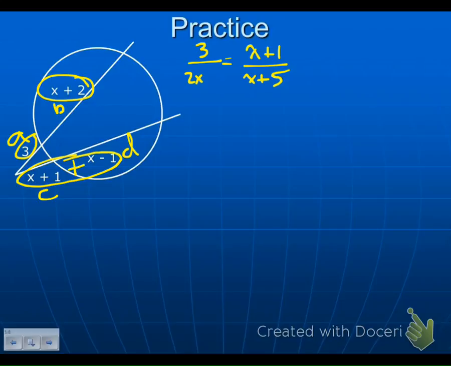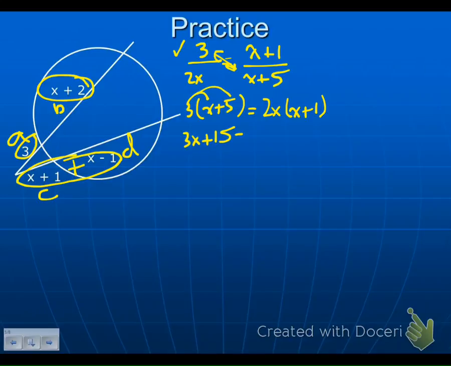All right, so let's cross multiply or use cross products going this way. Right? So the first one I'm going to do is here, so that's 3 times quantity x plus 5. I'm sure some of you can do that in your head automatically. And then 2x times quantity x plus 1. All right, distributive property, here we go. 3x plus 15 is going to equal, distributive property again, 2x squared plus 2x.